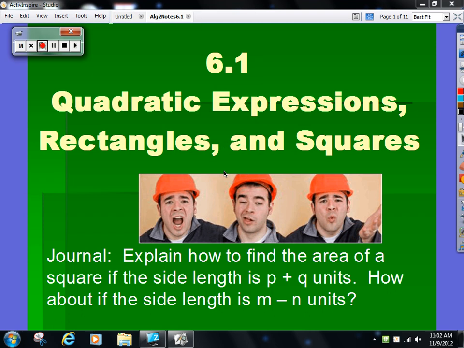Okay, these are your notes for section 6.1, quadratic expressions, rectangles, and squares.